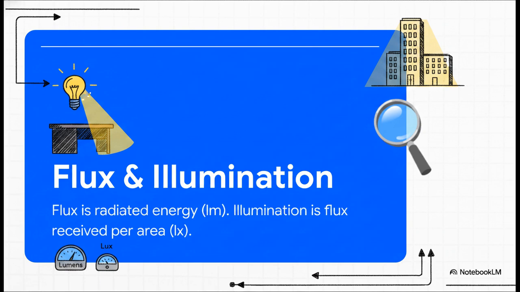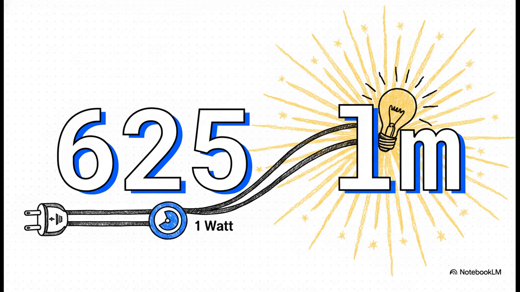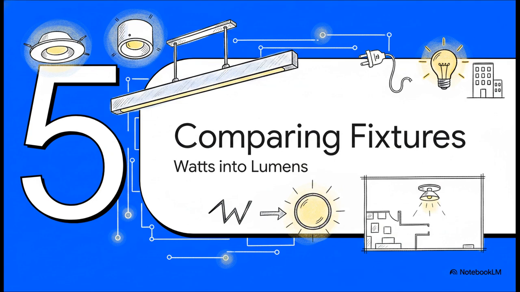Illumination, on the other hand, is the luminous flux that is actually received by a surface per unit area. We measure that in lux, and it basically tells us how much of that light is actually hitting your desk or your floor to help you see what you're doing. Just to give you a sense of scale here, check out this astonishing benchmark. 1 pure watt of electrical power translates to approximately 625 lumens of raw luminous flux. It really puts into perspective how a tiny amount of electrical pressure can yield a massive amount of radiant energy.